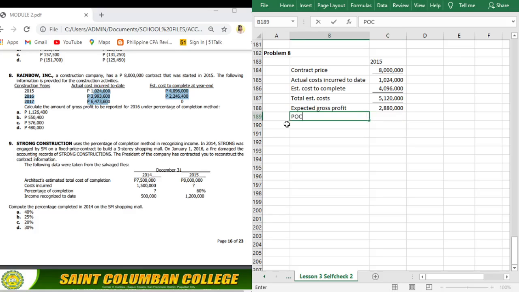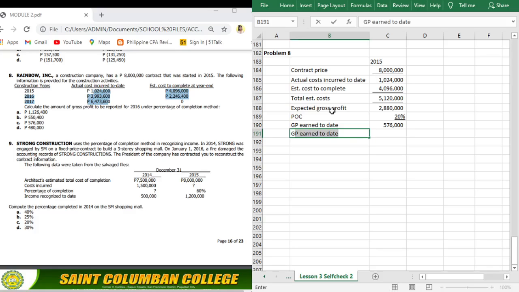Now, take note, since wala pa man tanahuman, we are going to get the percentage of completion to compute for the gross profit that is to be recognized. So how do we get the percentage of completion? Actual cost divided by total estimated cost. Now for the actual cost, we have 20%. So after that, makompute na dayon nato ang gross profit earned to date. For the gross profit earned to date, expected gross profit times POC, that is 576,000.